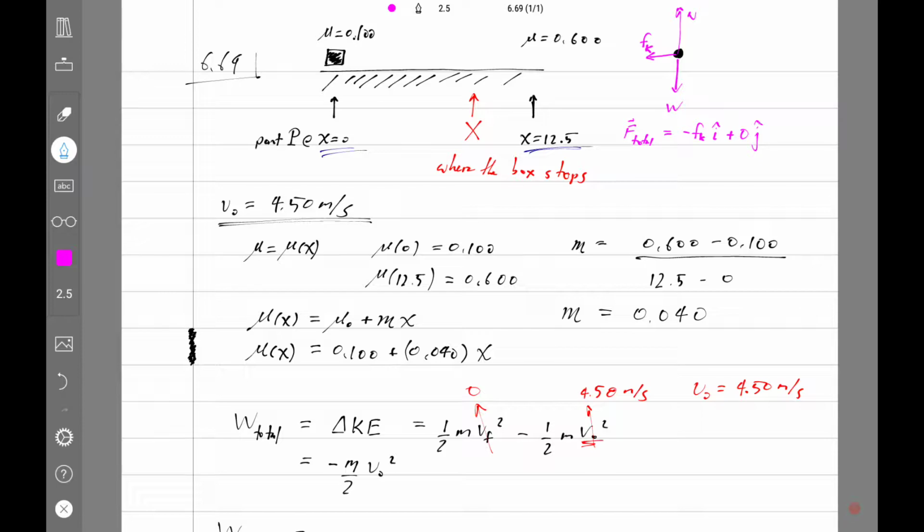If this wasn't 0, then there would be a net force, at least a component of the net force in the y direction, and therefore the box would fly upwards or sink downwards. But we don't want that to happen. This thing just stays on the surface. Its acceleration or deceleration is only in the horizontal or x direction.